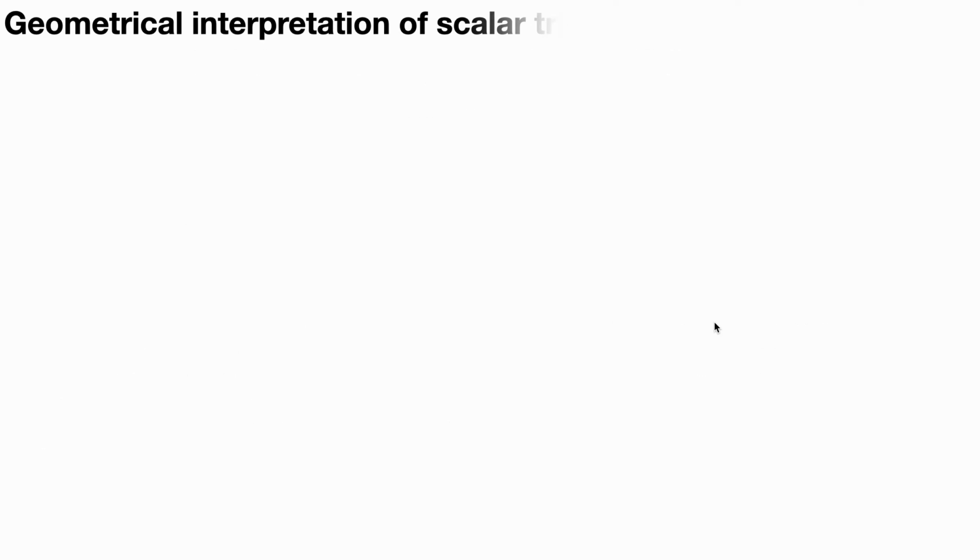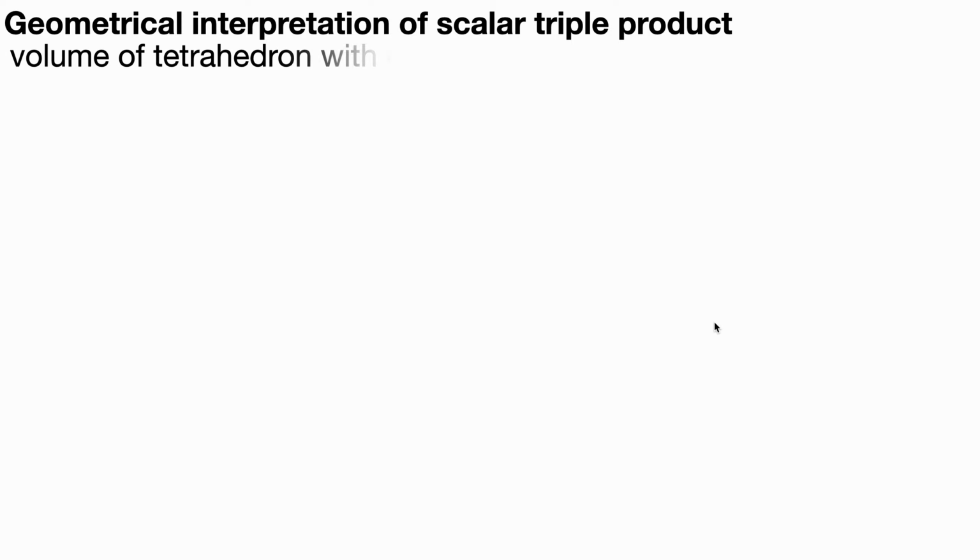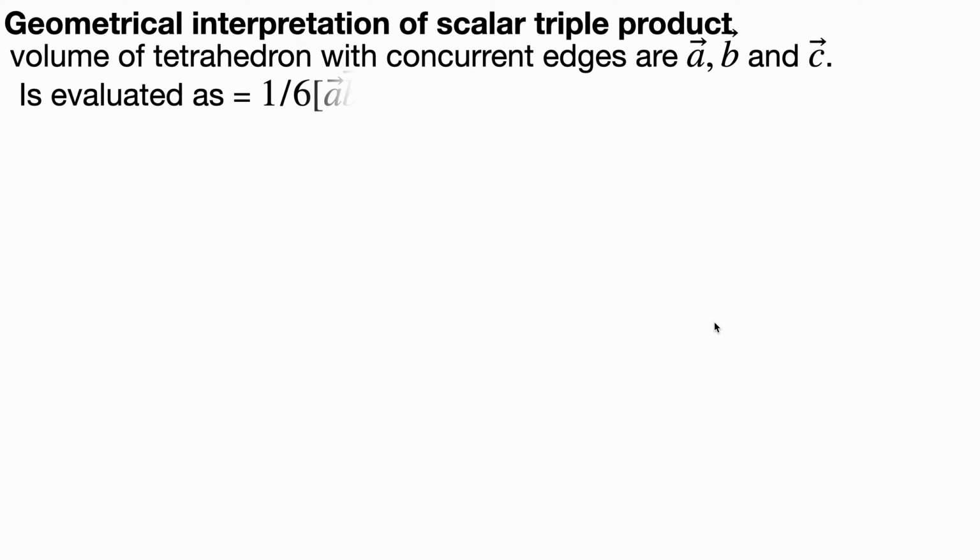Now let's discuss the geometrical interpretation of scalar triple product. Scalar triple product shows the 6 times volume of tetrahedron. So if we draw a tetrahedron whose concurrent edges are vector A, vector B and vector C, the volume of tetrahedron is obtained as 1 by 6th of the scalar triple product of vector A, vector B and vector C.